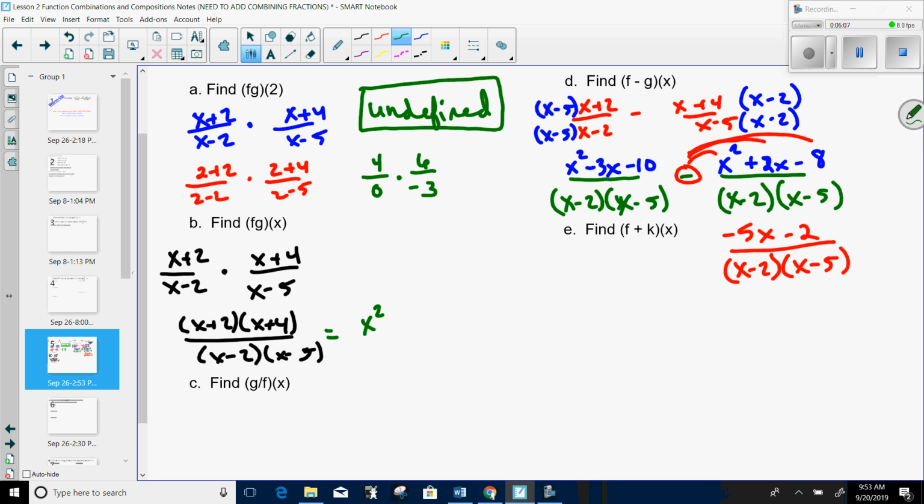You're going to get x squared plus 6x plus 8 when you do your distribution. And again, only multiply your denominators together if it's absolutely necessary. In this case, I'm just going to leave them factored out. I'm good with this answer. I'm actually technically okay with this answer as well. I would accept either one of these on an assessment. I would accept the left one or the right one.